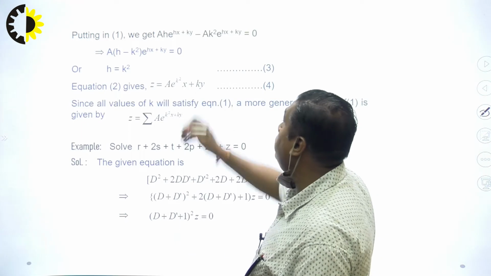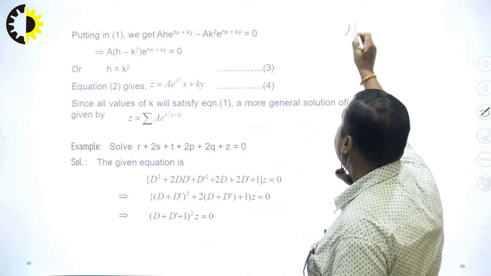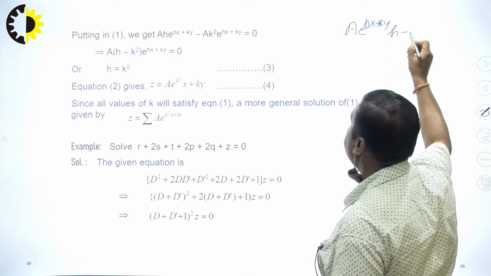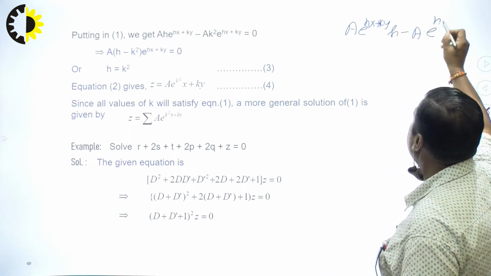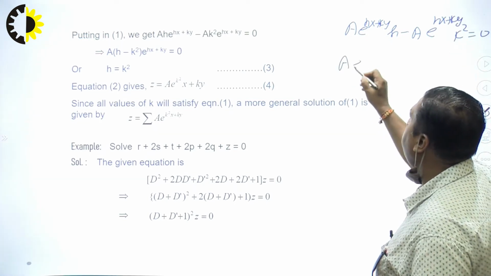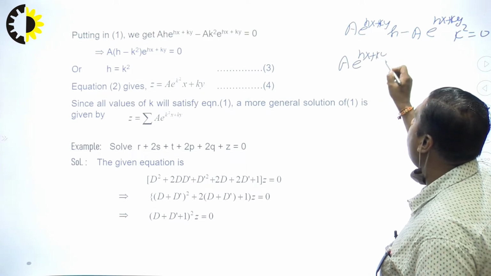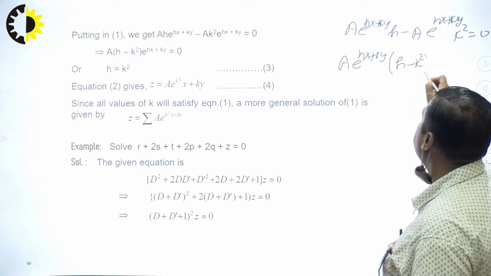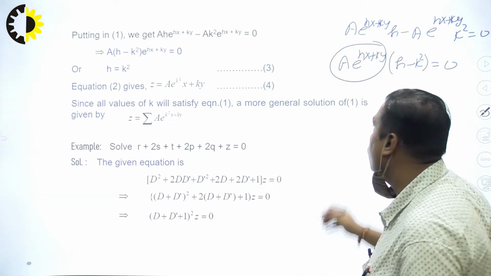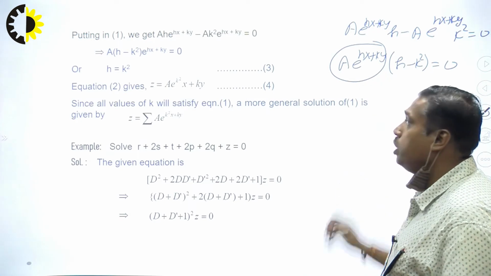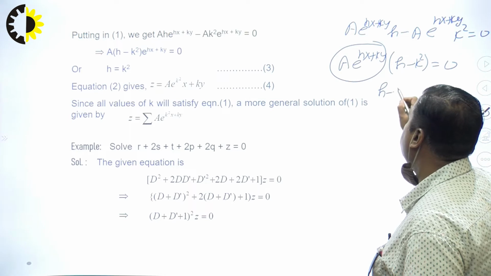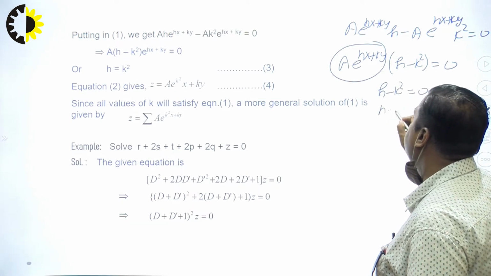Putting this value in our equation, we have the relation a e^(hx+ky) times h minus a e^(hx+ky) times k² is equal to 0. And a e^(hx+ky) is taken as common, so (h − k²) is equal to 0. And this factor cannot become 0. Why is this not equal to 0? Since it is the solution, if we have considered this solution, it is not 0. That becomes h − k² = 0, h = k².